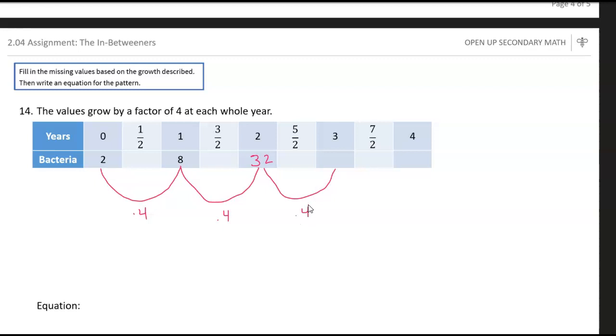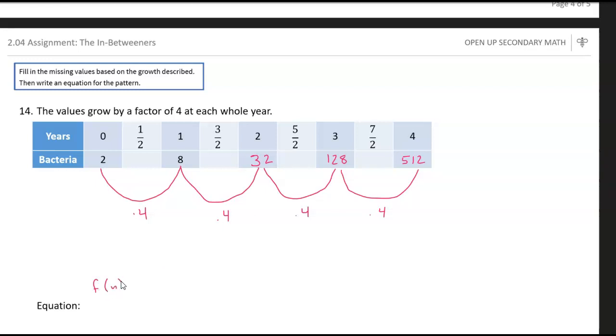Multiply by 4 there. I don't know what that is. I have to do that in my head or in my calculator. 32 times 4 is 128. And 128 times 4 is 512. So once again, we don't need those in-between values to write the equation. We already know how to do that.